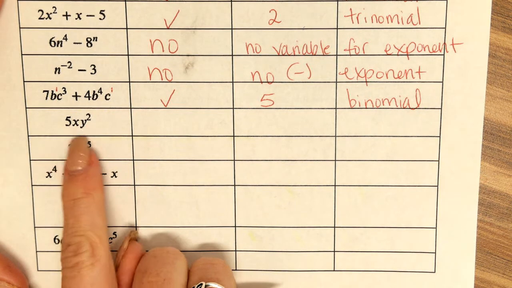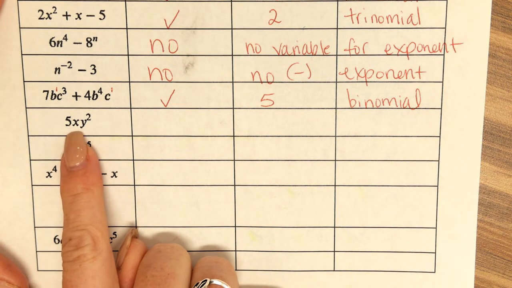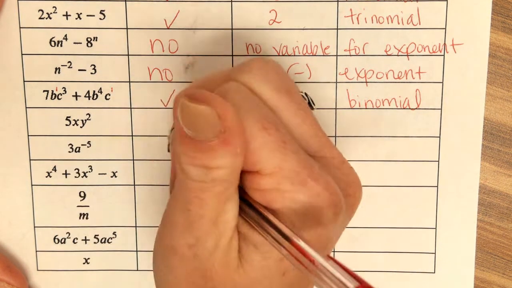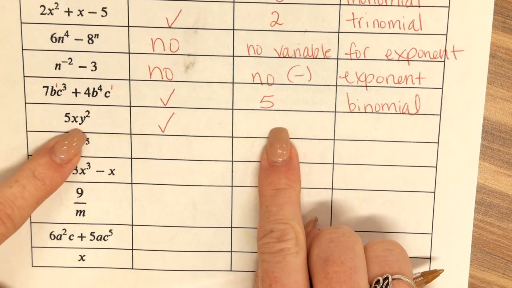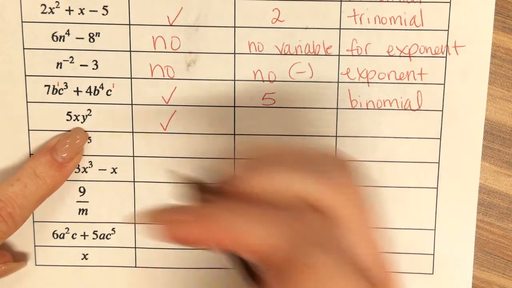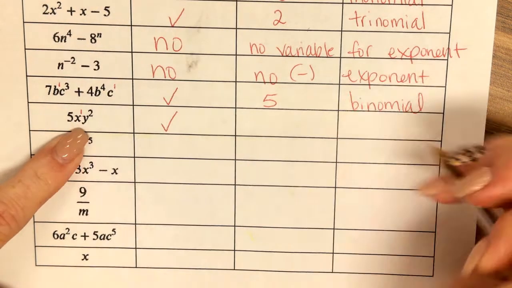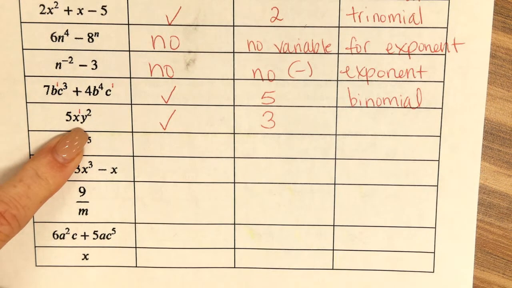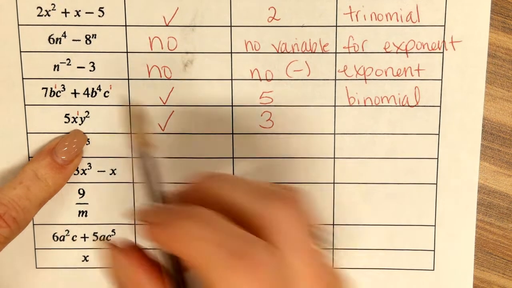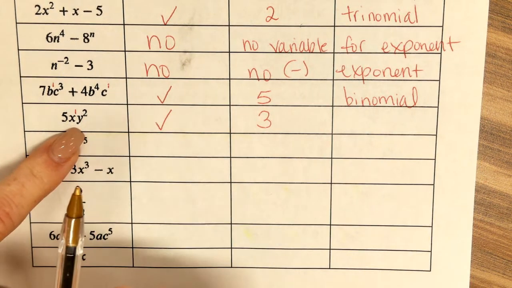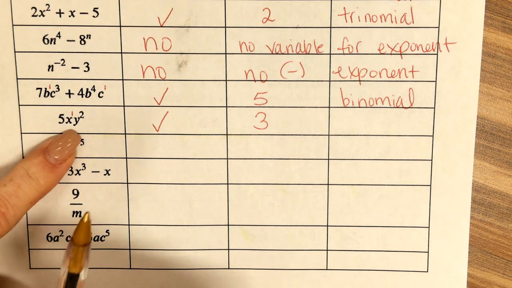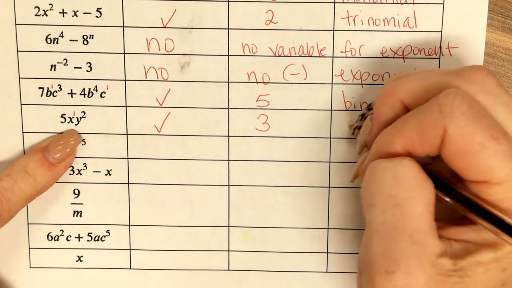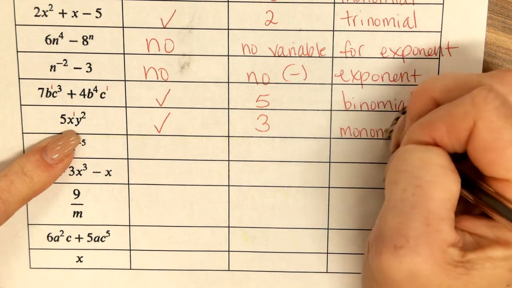Okay, this one, is it a polynomial? Yes. What's its degree? 2. No. 3. Why? Because 2 plus 1 is 3. How many terms are there? Why is there one term? Because there's no plus and minus signs, right? So it is a monomial.